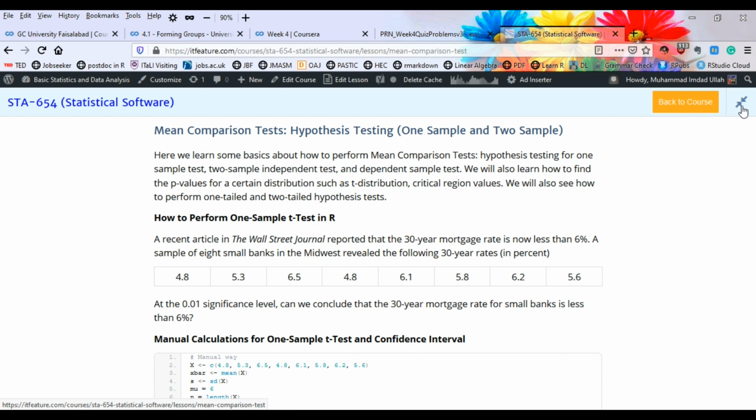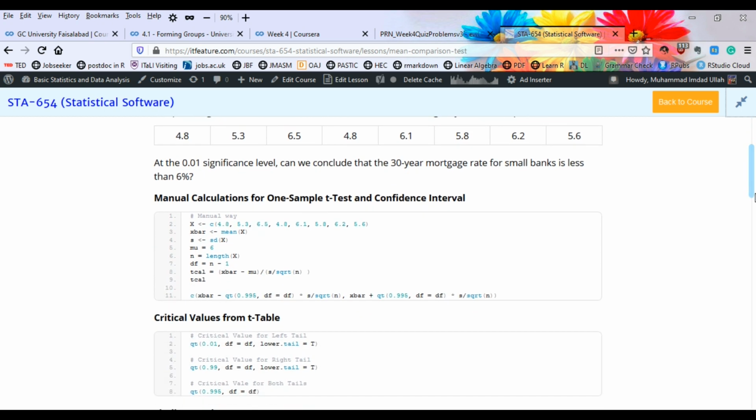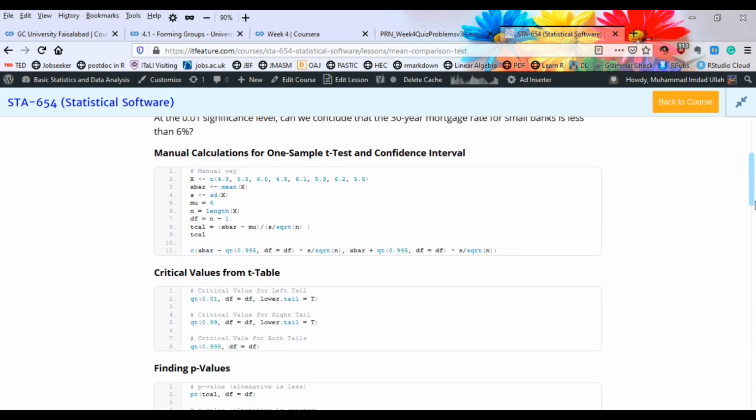To perform one sample test in R, consider the example which states that a recent article in the Wall Street Journal reported that 30-year mortgage rate is now less than 6%. A sample of 8 small banks in the Midwest revealed the following 30-year rate in percentage. At the 0.01 significance level, can we conclude that the 30-year mortgage rate for small bank is less than 6%?